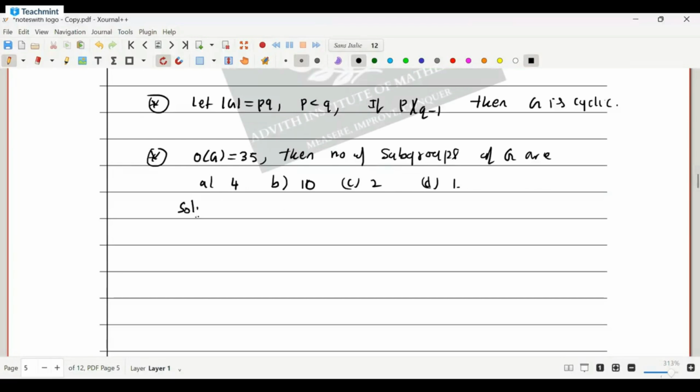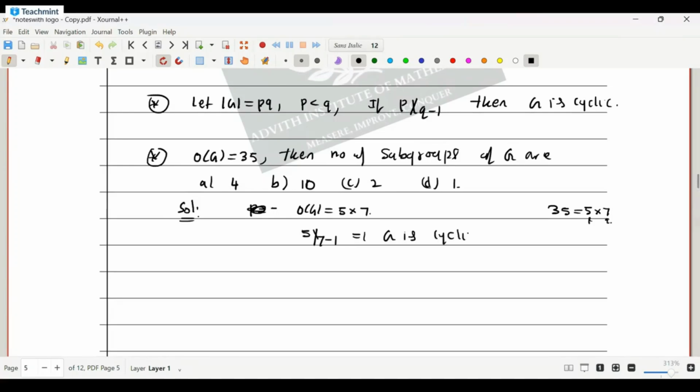సొల్యూషన్. సో మనకు ఫస్ట్ ఆఫ్ ఆల్ ఇది సైక్లిక్ అవుతుందా కాదా అనేది చెక్ చేయండి. ఒకవేళ సైక్లిక్ అయింది అనుకోండి, సో 35 ఏమని రాయొచ్చు సార్? 35 is equal to 5 into 7. This is P, this is Q, sir. P less than Q. So therefore, order of G is equal to 5 into 7. So therefore, 5 does not divide 7 minus 1, which implies G is cyclic.